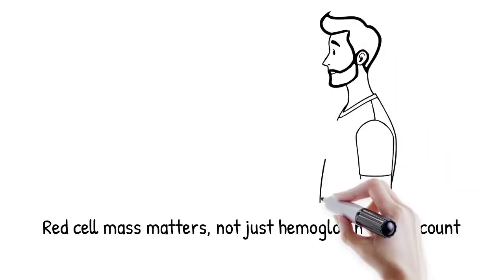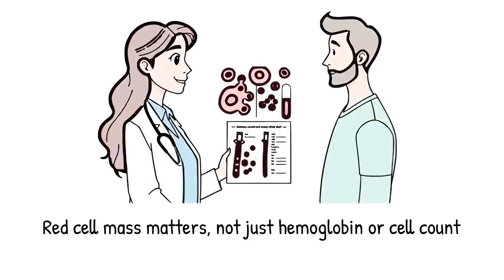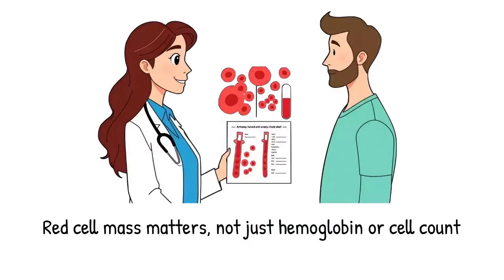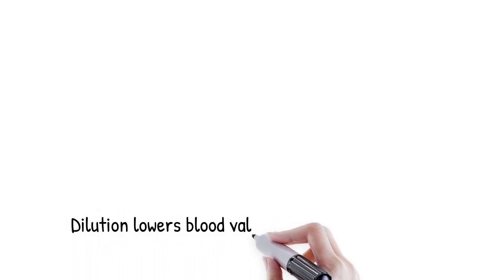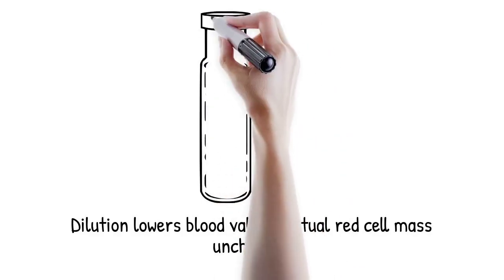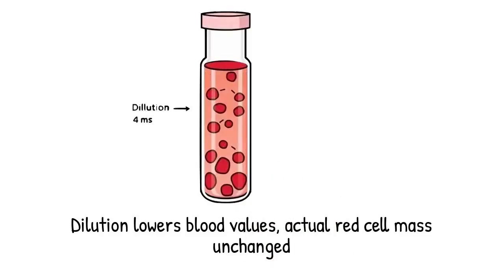Why does that distinction matter? Because there are situations where the numbers on a blood test look low, but the patient is not truly anemic. This happens when the plasma volume, the fluid portion of the blood, becomes expanded. When plasma volume increases, the red cells don't disappear. They simply become more diluted within a larger volume of fluid. So the concentration of red cells, hemoglobin, and hematocrit all drop, but the actual red cell mass hasn't changed. This is what we call a dilutional or relative decrease.